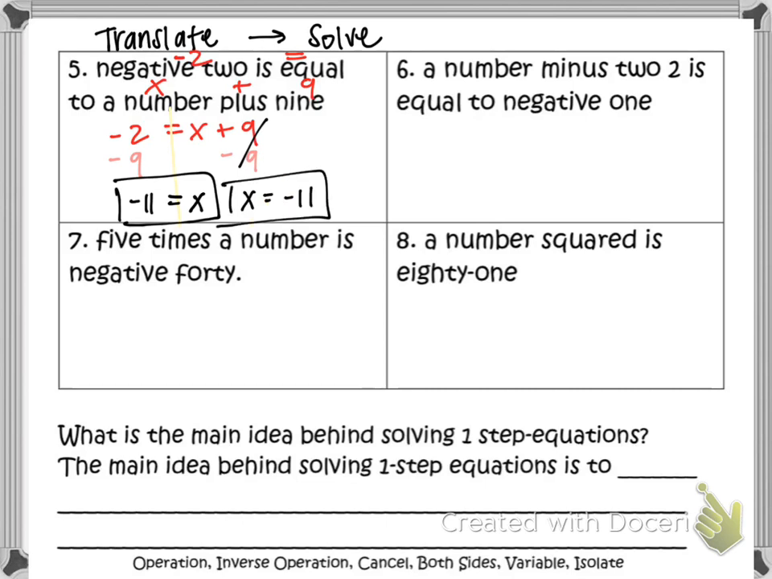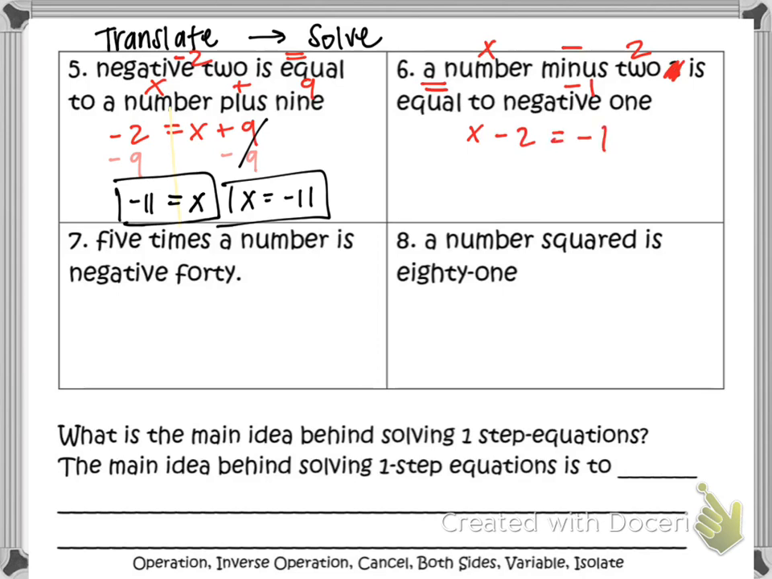Number 6, a number minus 2, oh, there's two 2's there, so we can cancel that one out. A number minus 2 is equal to -1. So I'll write that down. X minus 2 equals -1.